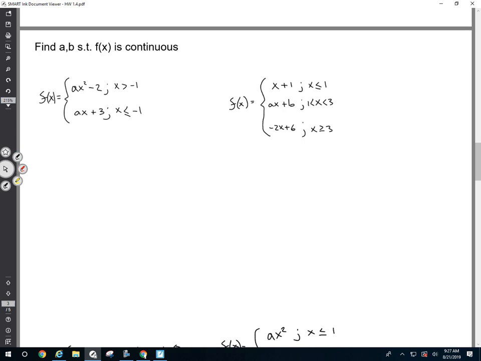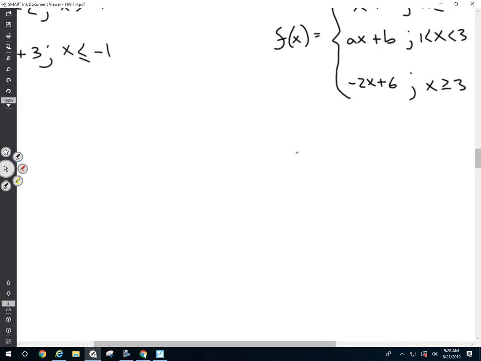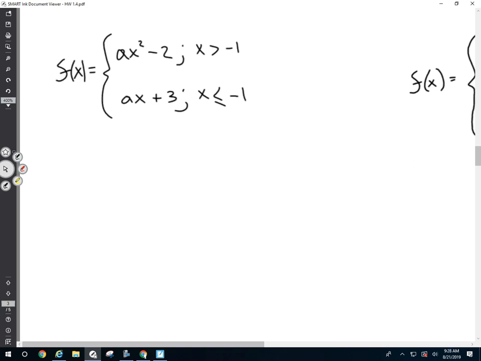Piecewise functions: find a and b such that f(x) is continuous. Well, for these two examples, just to start off with, I know this piece is going to be continuous. I know this piece is going to be continuous. It doesn't have denominators. We cannot set the denominator equal to 0. So all I need to worry about is making sure that this piece meets up with this piece.